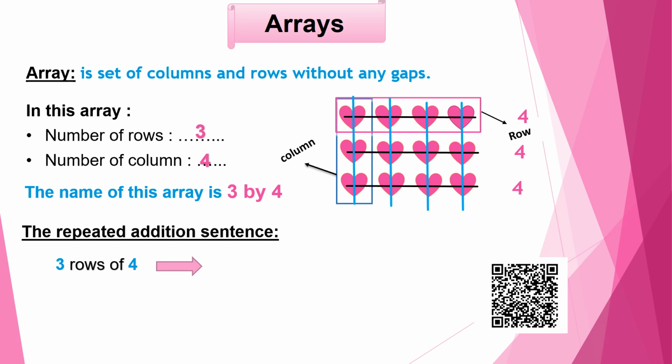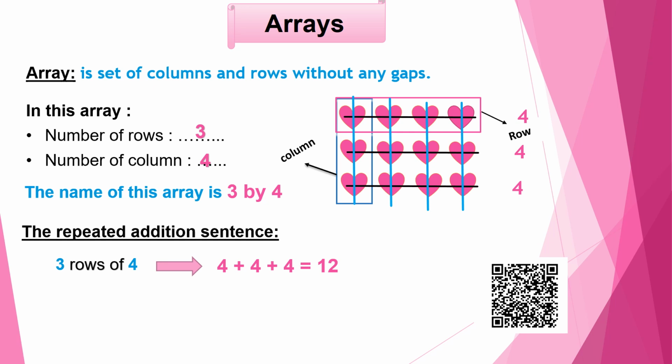So if we want to know the total, to write the repeated addition by rows: I have 3 rows, each row contains 4. So we can say 4 plus 4 plus 4 equals 12. Okay, and this is called repeated addition because we repeat the same number.